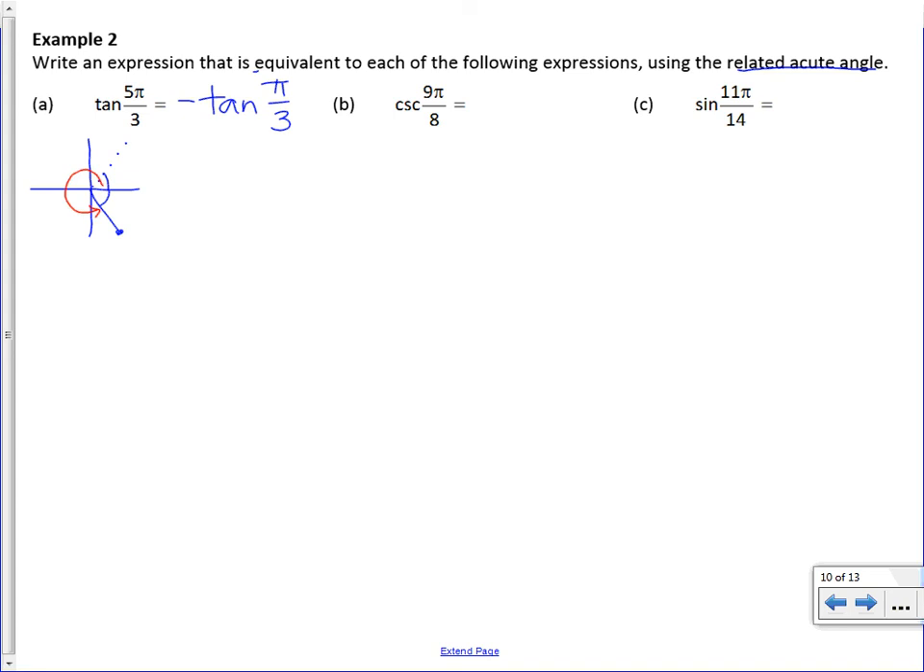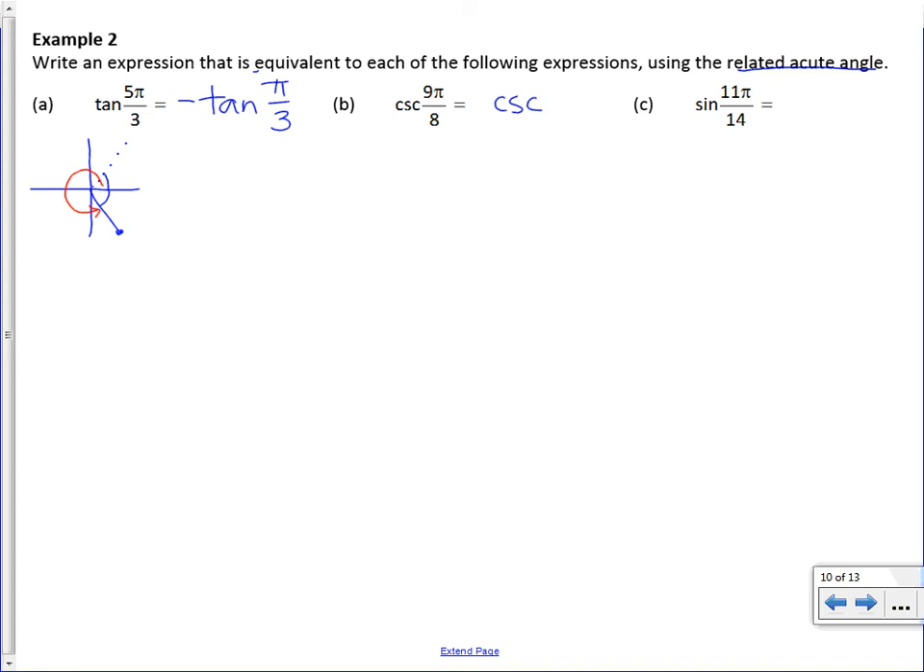Now, it gets a little trickier because now they're not going to be special angles anymore, but you can still do this. Cosecant of 9 pi over 8. Let's do the easy part. Copy the trig ratio. Cosecant. Yay! Okay. Now, I need the related acute angle. 9 pi over 8. I'm not familiar with this. This is what your brain should go to.